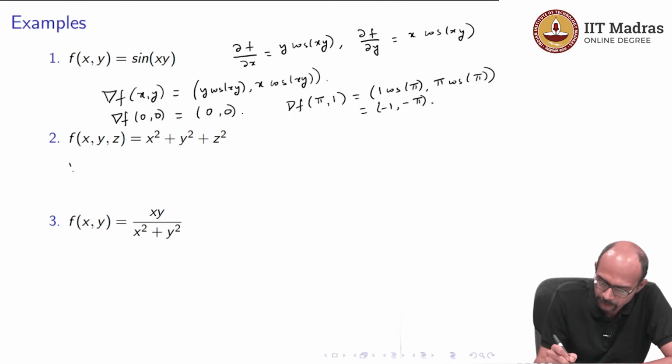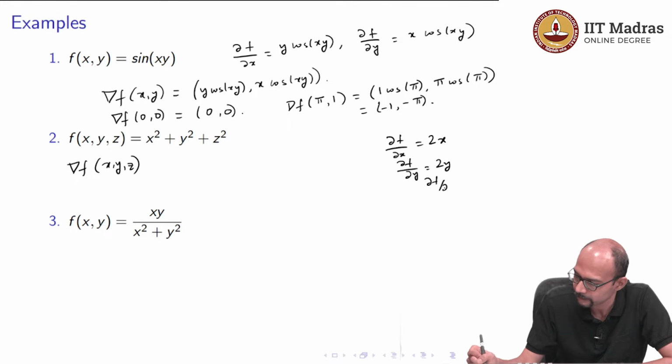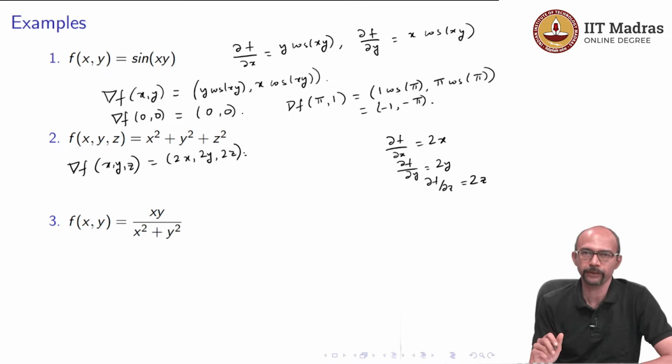Let us do this other example. So, the gradient of f here, I have to write down the partial derivatives. In this case the partial derivatives are very easy, right. This is 2x, 2y and 2z. So, the gradient function is, you just take these and put them into a vector. So, it is a function from R 3 to R 3.